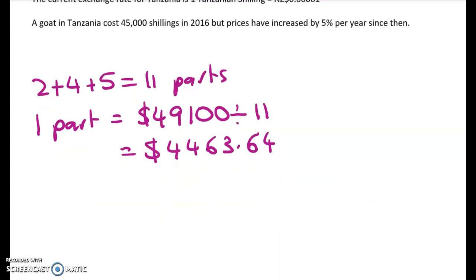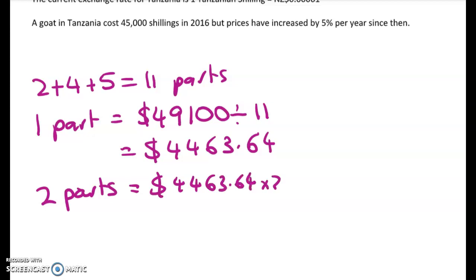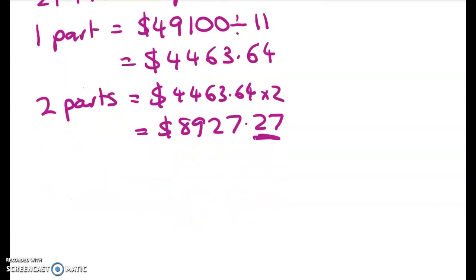so we just have to multiply that by 2. Now some of you will be going, oh yeah, there's a much faster way to do that, and I'll get to that in a sec. So 2 parts will be this times 2, which is $8,927.27. Now look, I've done it to the nearest cent the whole way through. That was kind of silly. You could have rounded to the nearest dollar on the way.